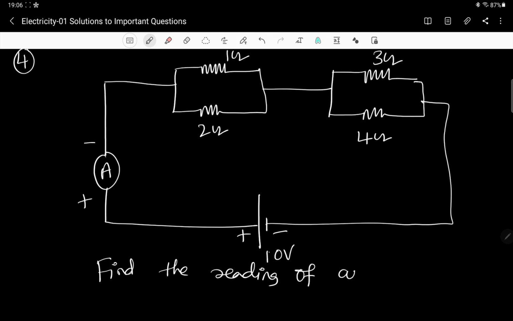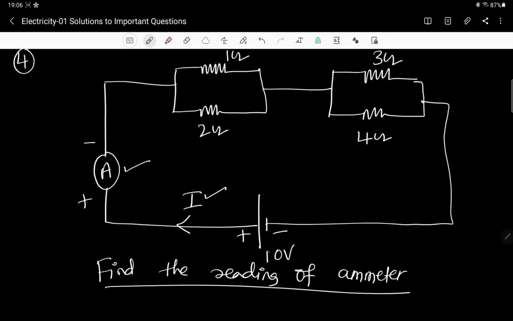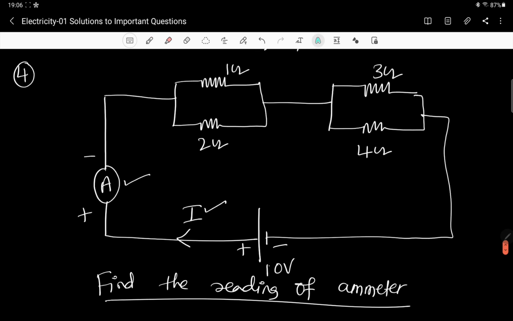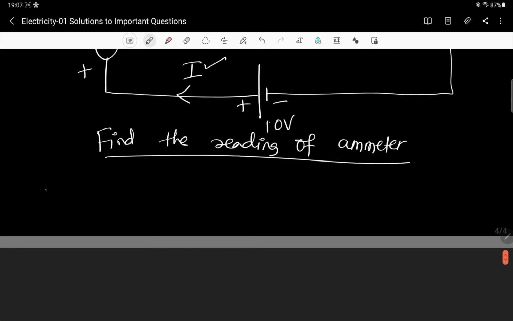I think you got to know the trick now, how to do it. Definitely you should be able to do this. Pause the video and do it. Now here is the current I flowing. Whatever the current value is, the same will be the reading of the ammeter. Now look at how to do this. This 1 ohm and 2 ohm are in parallel, and this 3 ohm and 4 ohm are also in parallel. Whatever result I get here and whatever result I get there, those will be in series. You know how to do that. So I'm going to write here.